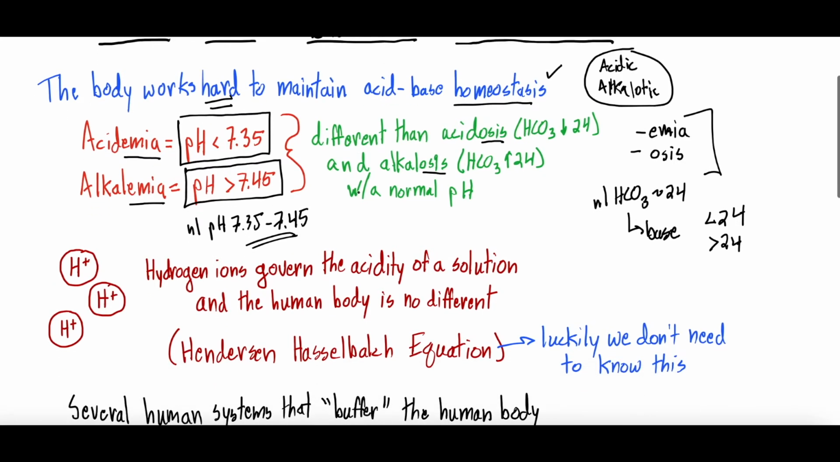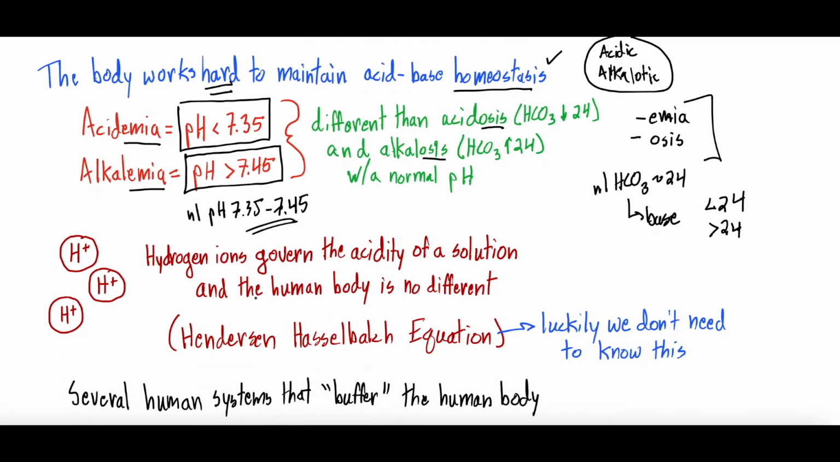So what is acidosis, acidemia, alkalosis, alkalemia? What happens? Well, as many of you may remember from chemistry, hydrogen ions govern the acidity of a solution. All right? The human body is no different, right? Whether there are too many hydrogen ions, meaning it's an acidic solution, or too few of them, meaning it's a basic solution, the human body's the same.